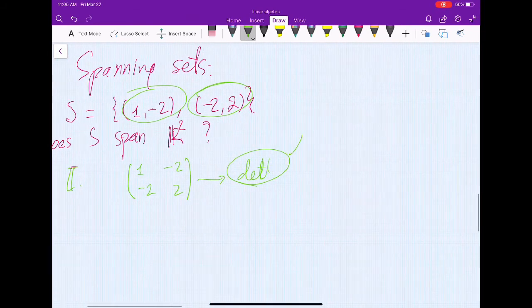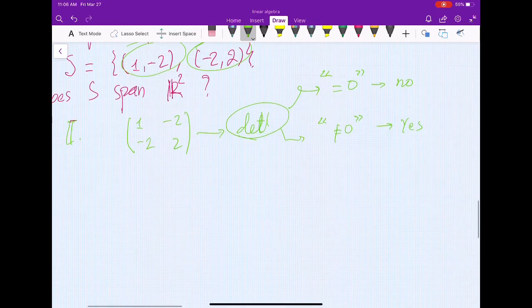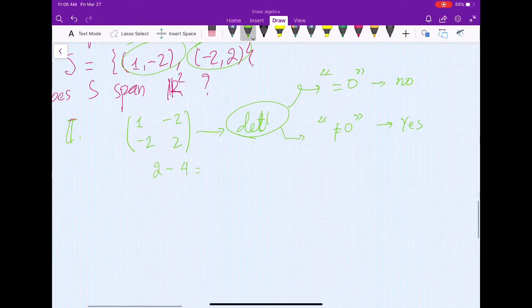Make sense? If the determinant is 0, that means these vectors are not linearly independent. They cannot form a basis because they have only two vectors. So you say no. If the determinant is not 0, sorry, these vectors are linearly independent. Two linearly independent vectors will form a basis for R2. So say yes. So what is the determinant of this guy? That is just 2 minus 4 equal to -2, which is not 0. So you can see your answer right away. All right?